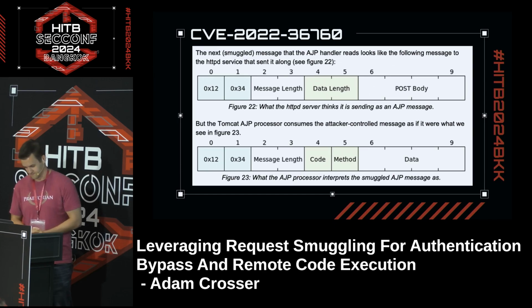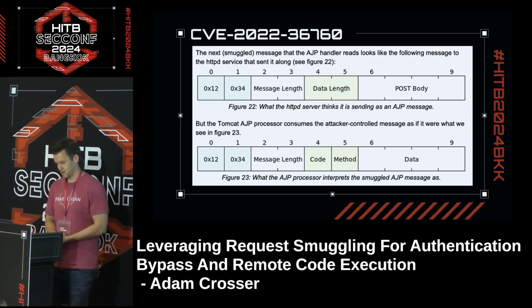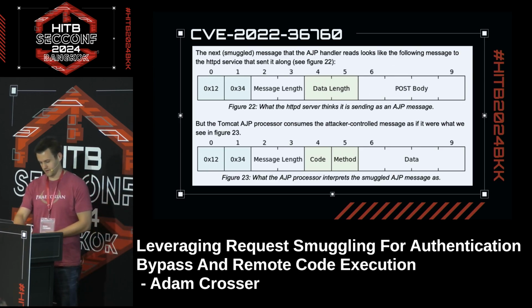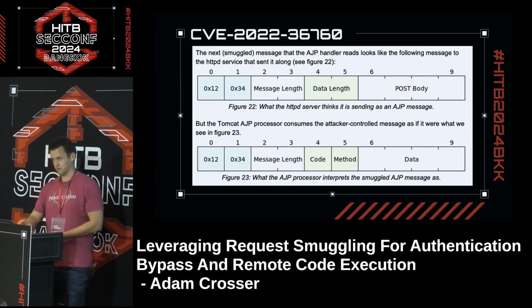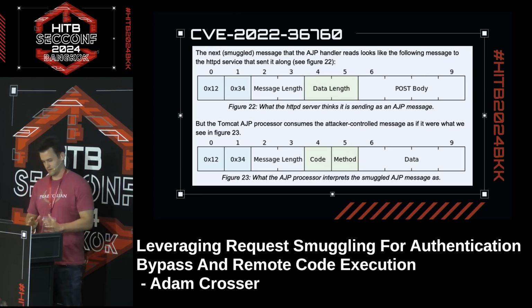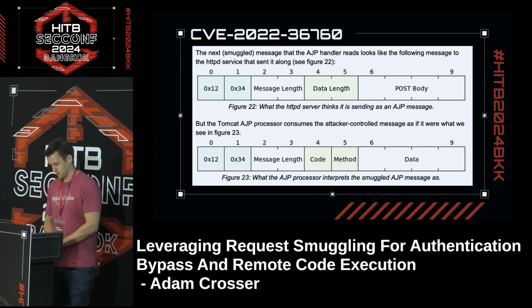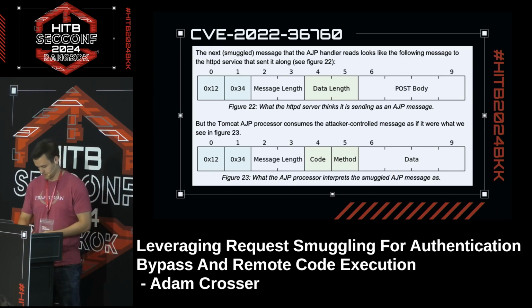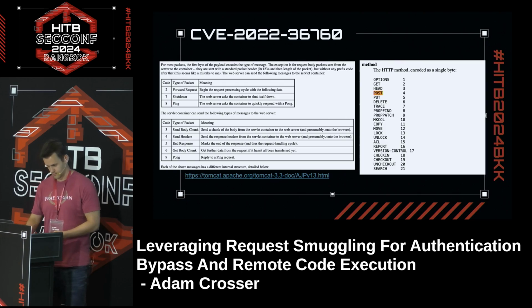And so basically, if we send a post request that has a data length that is equal to the expected value of the code and method for a post request, we can smuggle a second request past the front-end Apache server and get the back-end Tomcat server to interpret that however we want it to. But we have some limitations which I'll talk about in a bit.